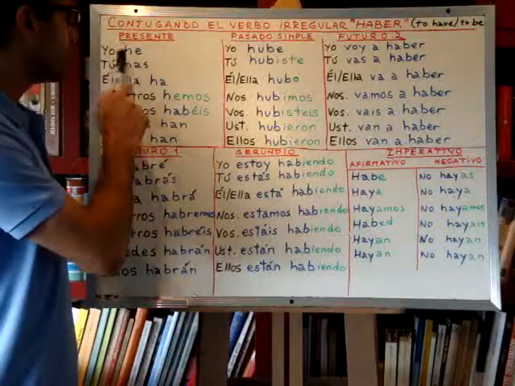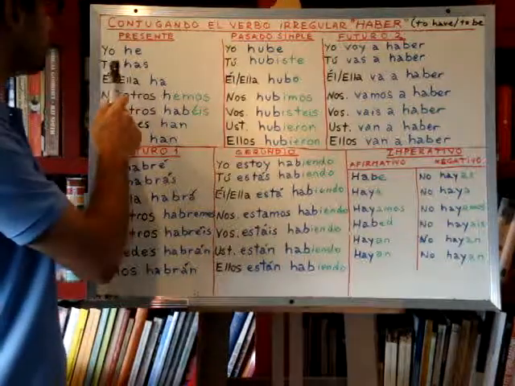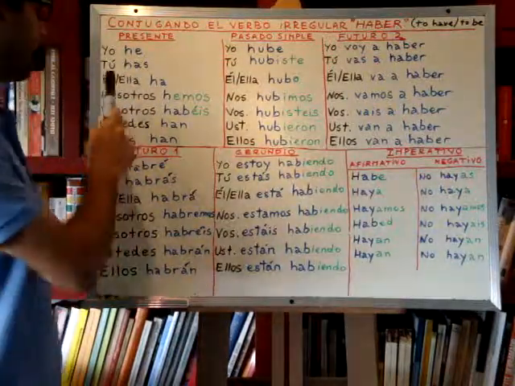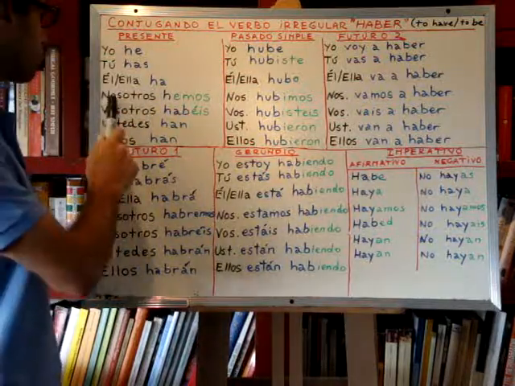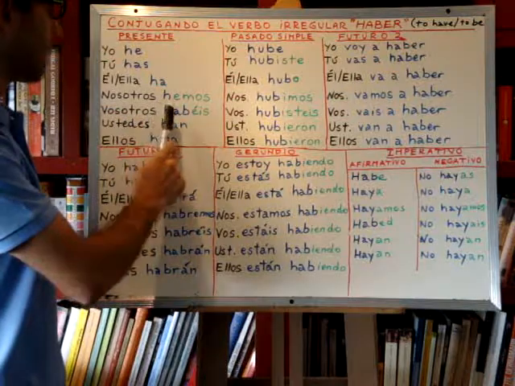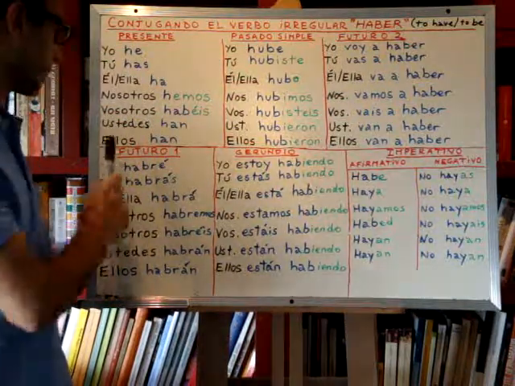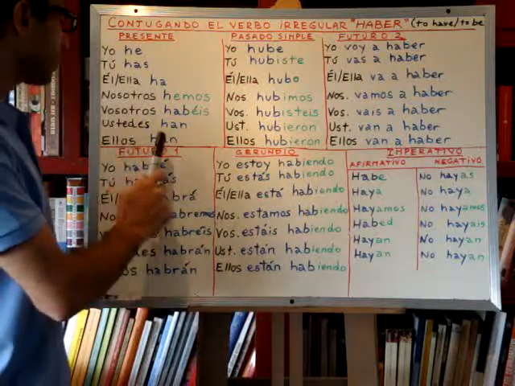Decimos, yo he, tú has, él or ella ha. Nosotros hemos, vosotros habéis, ustedes han, and ellos han.